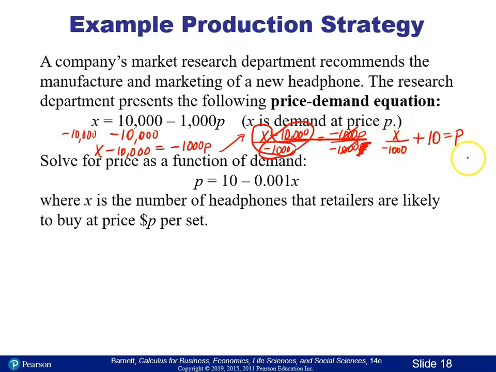If you don't want to work with it as a fraction, you can go ahead and do 1 divided by 1,000. Okay, and so that's going to give me negative 0.001x. Okay, so this is the price demand equation solved for price as a function of demand. So that's what we're first asked to come up with.